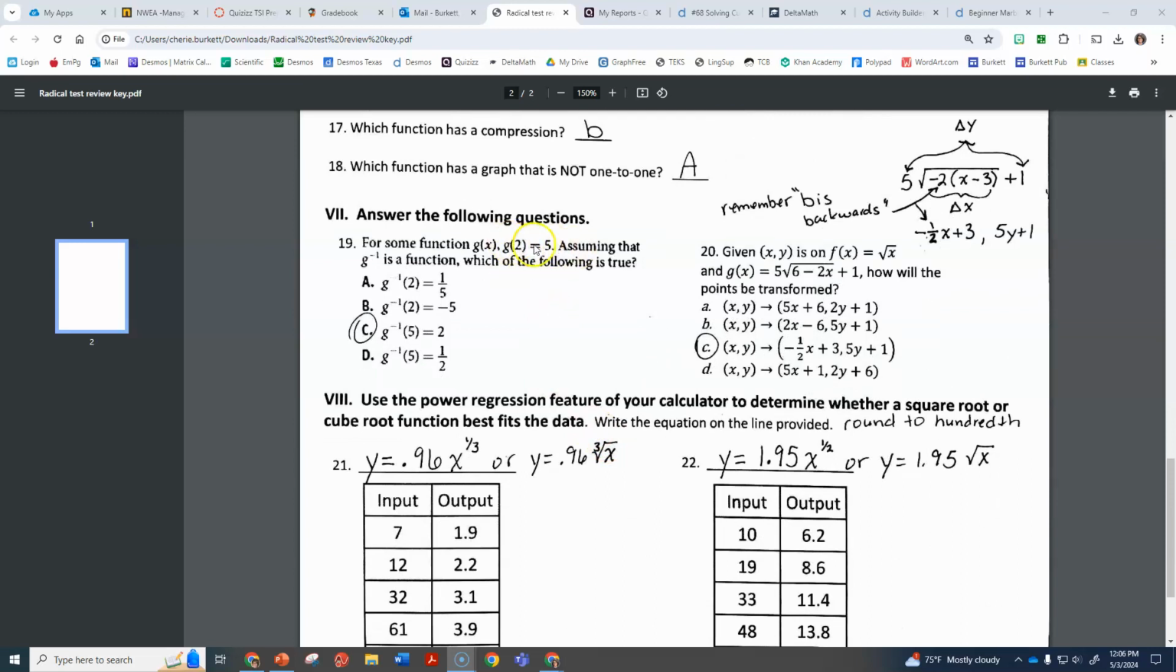Inverses, you switch the x and y. So this is the x value, 2 is the x value, 5 is the y value. Switch the x and y and make 5 become the x value and 2 become the y value, and use the function inverse notation.